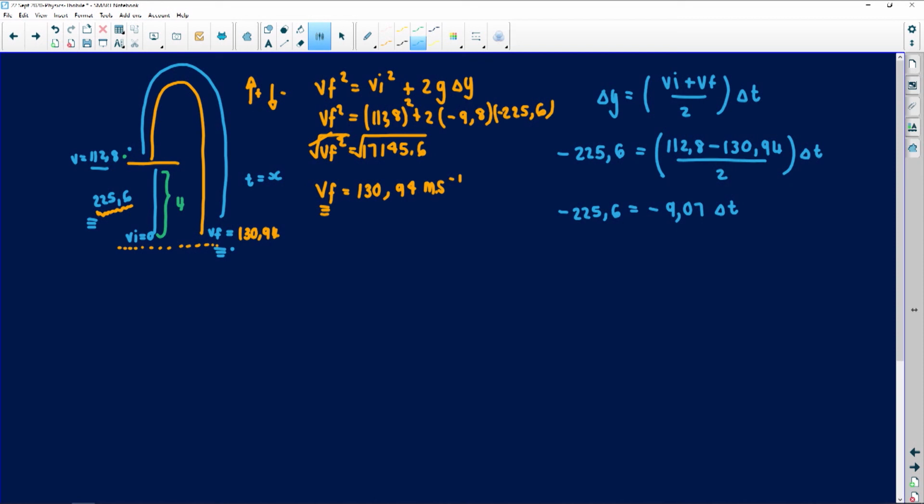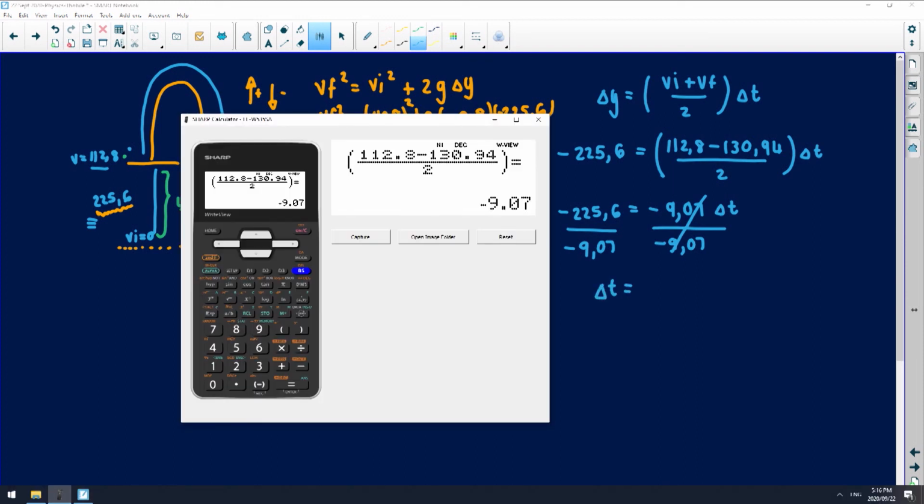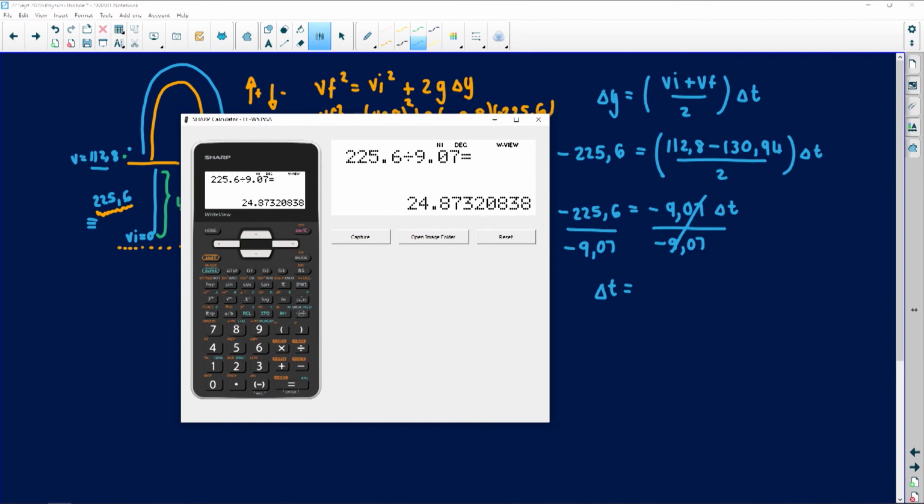Remember, if I'm looking for t by itself, you divide both sides by the number that is irritating our poor t, negative 9.07. This and this will cancel. I'm going to have a delta t on this side. Let's see what my time is. You don't really have to write the negative because the negative and the negative are going to cancel each other out anyways. 225.6, and I'm going to divide that by 9.07, and then I get 24.87 to 2 decimal places as always.